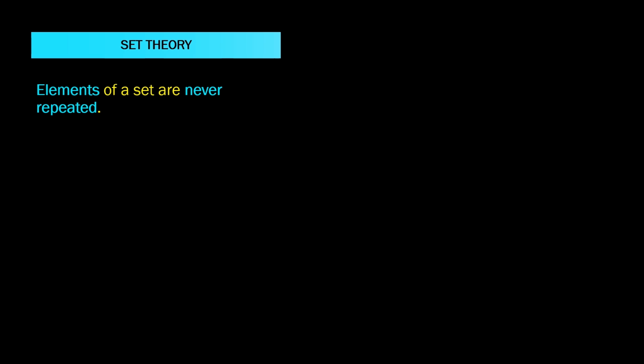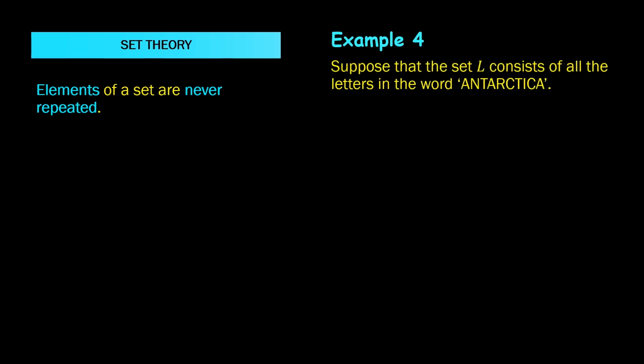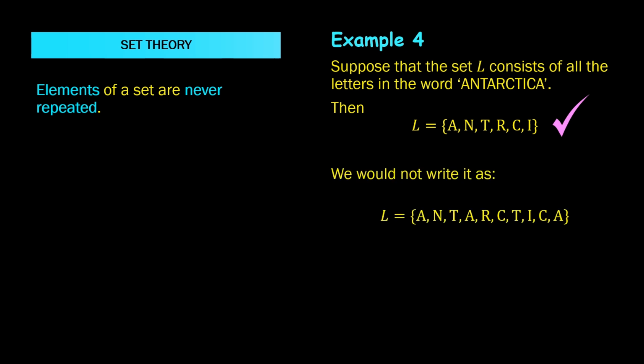Elements of a set are never repeated. So for example, suppose that the set L consists of all the letters in the word Antarctica. Then we would have that L equals {A, N, T, R, C, I}. We would not write this as L equals all of these letters in Antarctica with the A's repeated, the C's repeated, and the T's repeated.